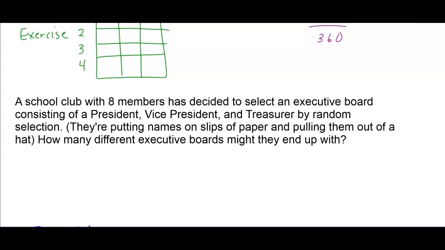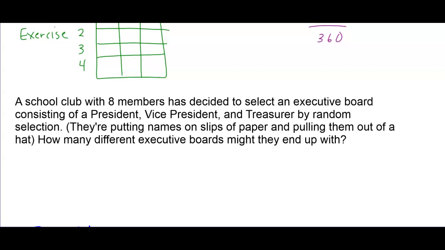In this example, we have a club. The club has 8 members, and they're trying to pick a president and a vice president and a treasurer. And they don't really care who does which jobs. They just have to fill out the paperwork so that the school will approve their club. So they're just going to pick these people at random. They don't want to get into an election where people are going to get their feelings hurt. So they're picking these people at random. And the question we're trying to answer is, how many different boards might they end up with?